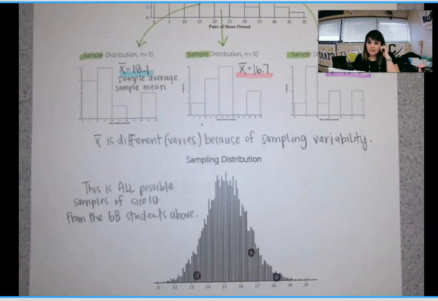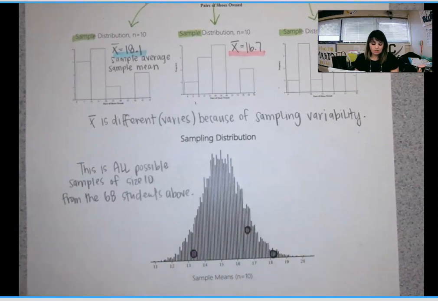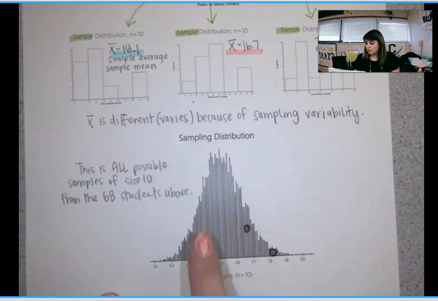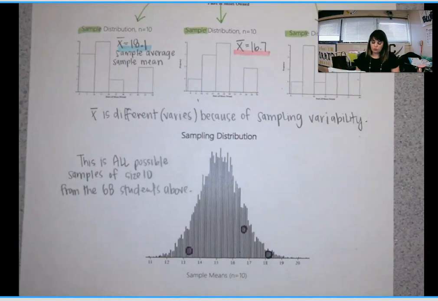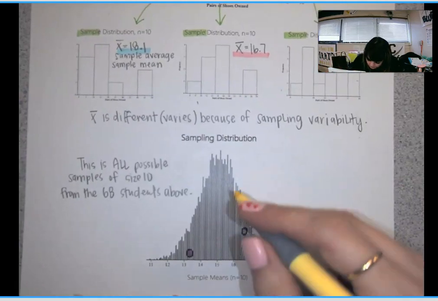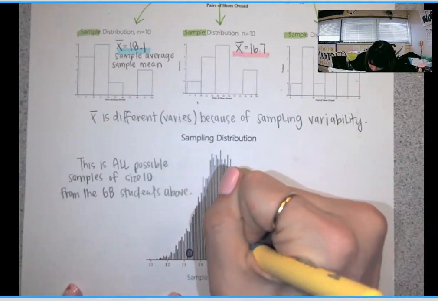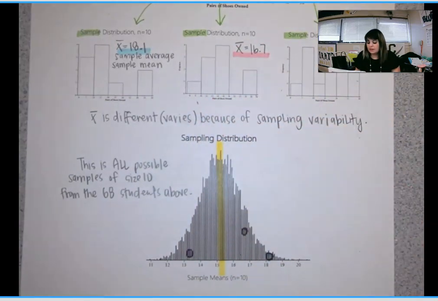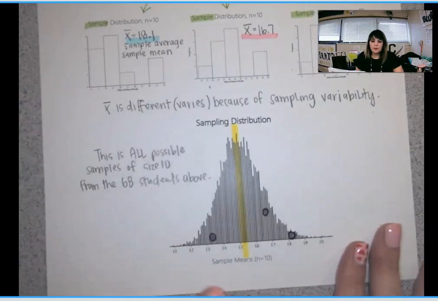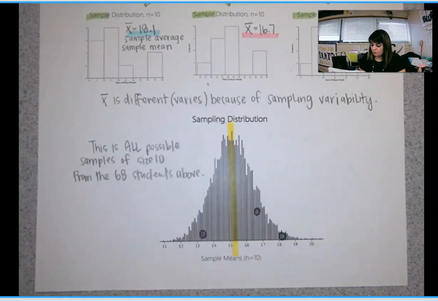Why do we investigate this? Well, it turns out that if we plotted all of these samples, the center or the mean of this distribution is equal to true mu. So true mu is 15.4. And if I highlight that area on this distribution, we can see that the data is clustered around about 15.4.